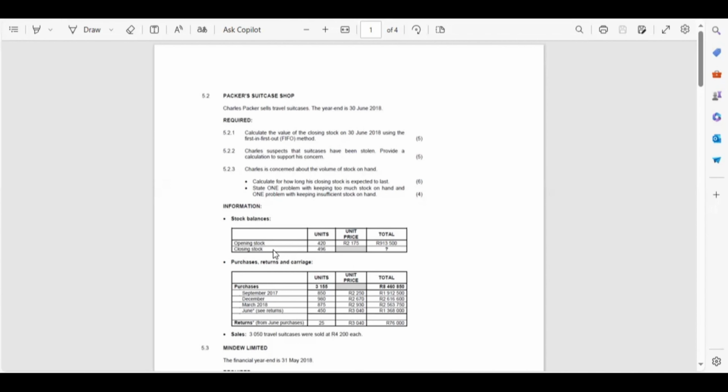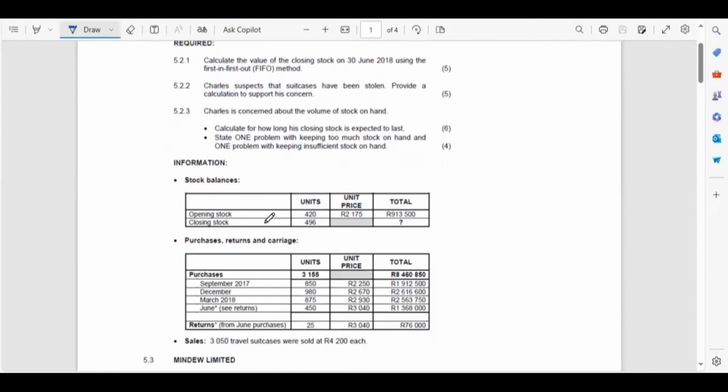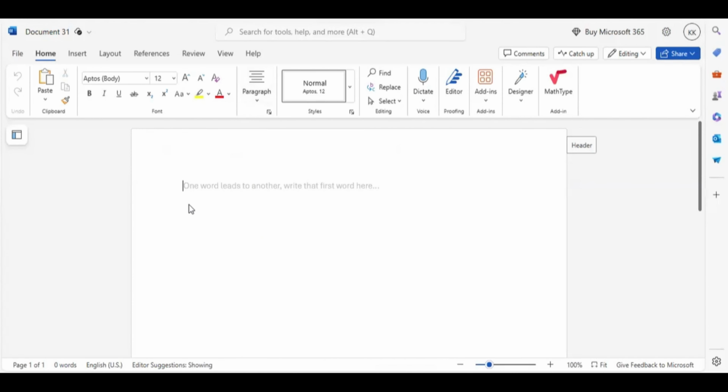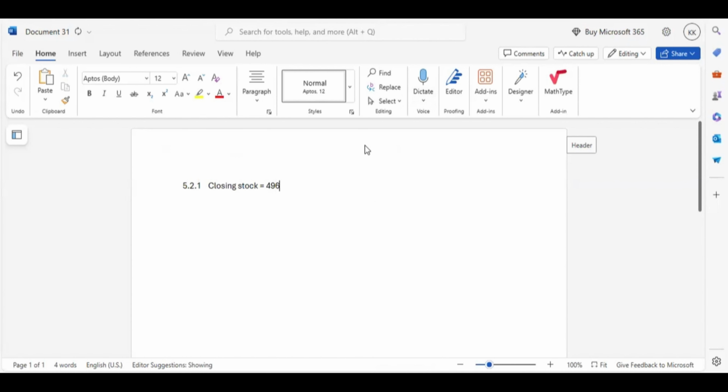Now, my closing stock, right? In terms of units, can you see I have 496 units at the end of the year. So to answer 5.2.1, my closing stock units at the end of the year, it's how much? My closing stock units are 496. I have 496 units at the end.